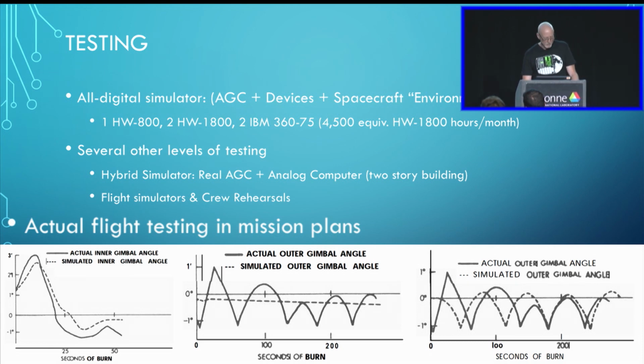This is an example. The key pieces of data here are the middle picture and the picture on the right. The dotted line is the simulation, and the solid line is what they actually measured in Apollo 9, the performance of the outer engine gimbal. When they saw this data, they realized they weren't modeling one of the bending modes of the spacecraft correctly. So they got back into this all-digital simulator and fixed that part of their model for future flights.